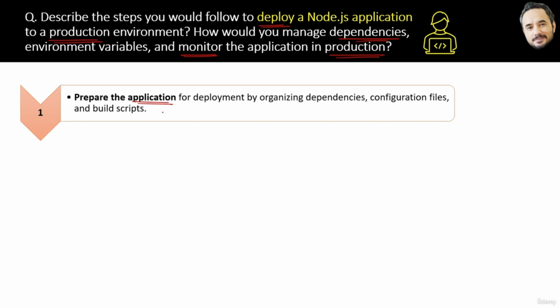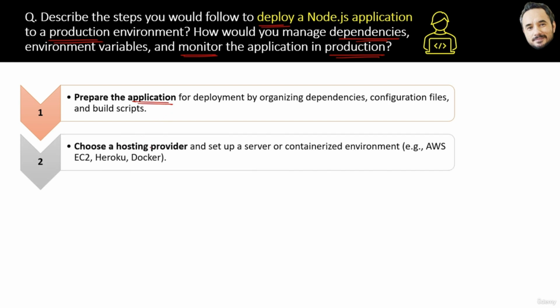Basically, I will make sure that the application is 100% ready and everything is in place, especially the configuration files for the database connection and all. Okay. Second step is to choose a hosting provider and set up a server or a containerized environment. For example, Docker, AWS, Azure, Heroku. So set up them, and I already covered the idea of Docker and hosting providers in previous questions also, right?